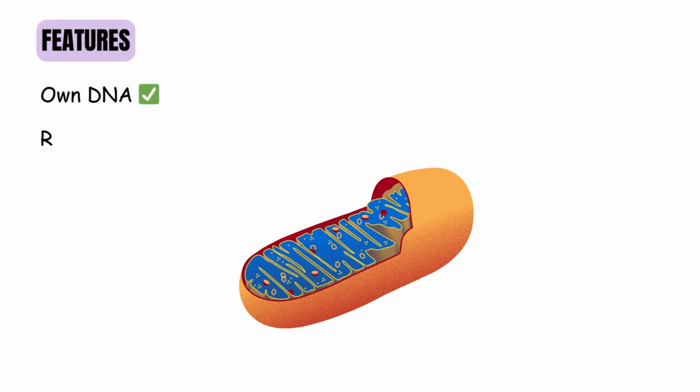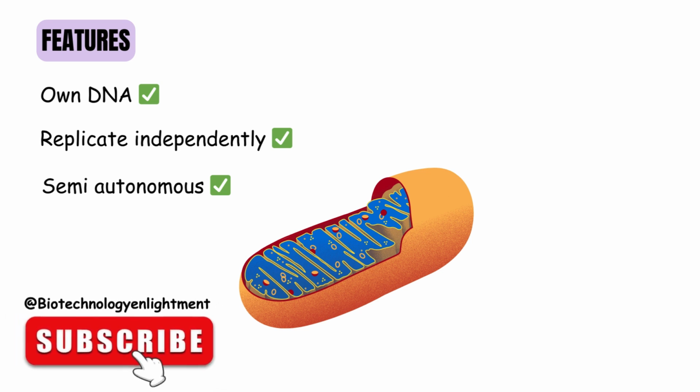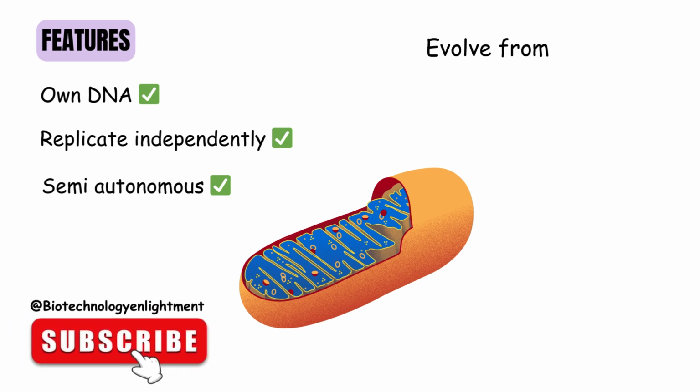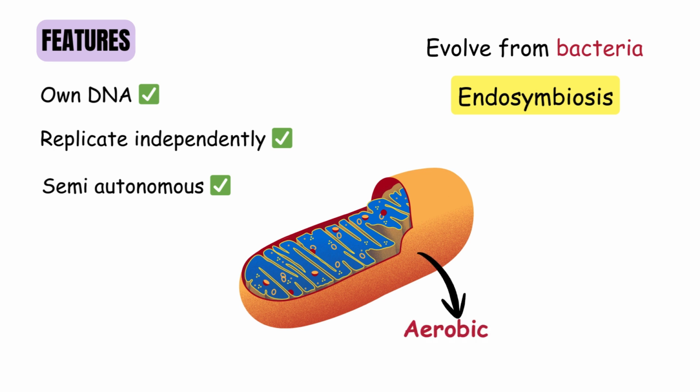Mitochondria have their own DNA. They can replicate independently. They are semi-autonomous organelles. That is why mitochondria are believed to have evolved from bacteria. Endosymbiotic theory is the theory which proposes that mitochondria evolved from bacteria. According to the endosymbiotic theory, mitochondria were once free-living aerobic bacteria.